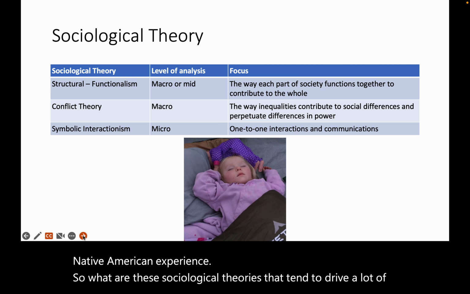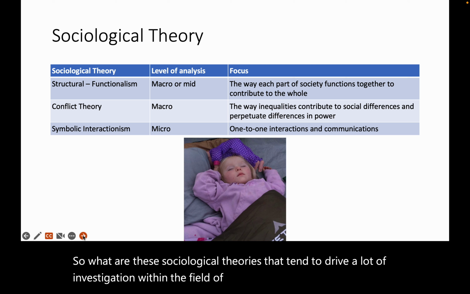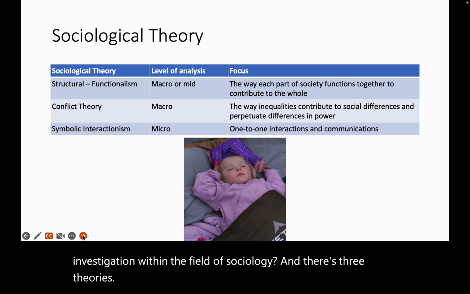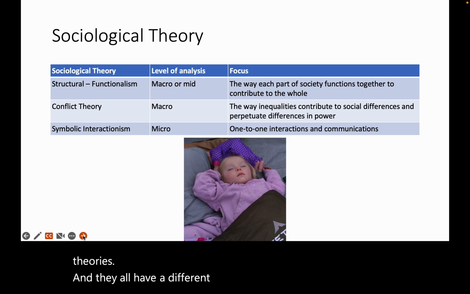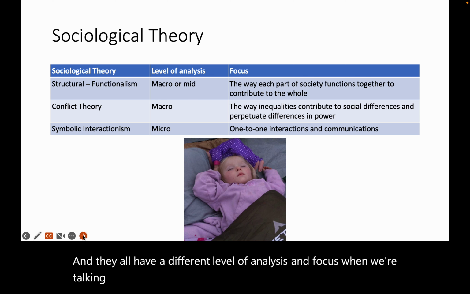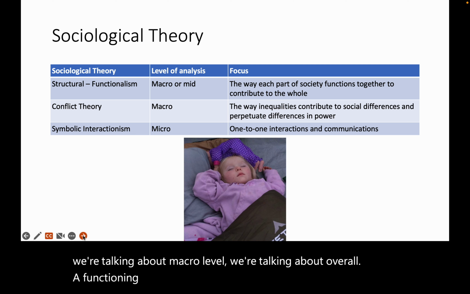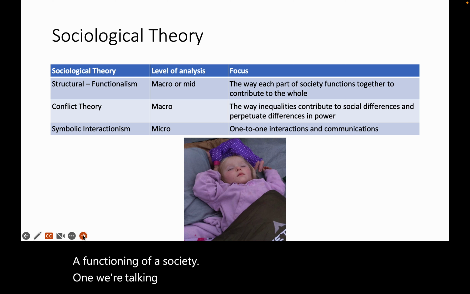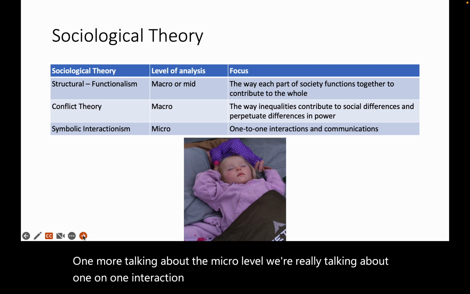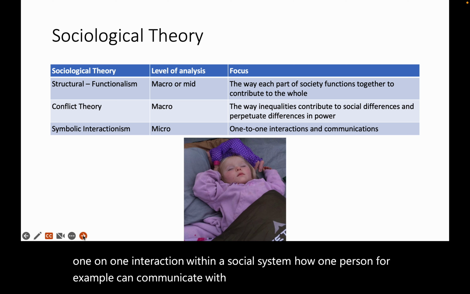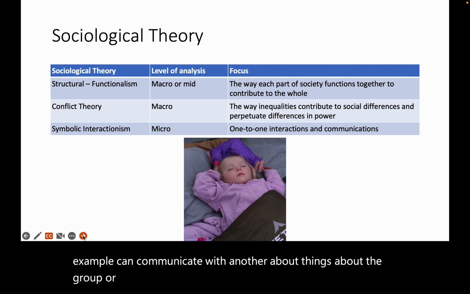So what are these sociological theories that tend to drive a lot of investigation within the field of sociology? There are three theories, and they all have a different level of analysis and focus. When we're talking about the macro level, we're talking about the overall functioning of a society. When we're talking about the micro level, we're really talking about one-on-one interaction within a social system. How one person, for example, can communicate with another about things, about the group, or about that social system.